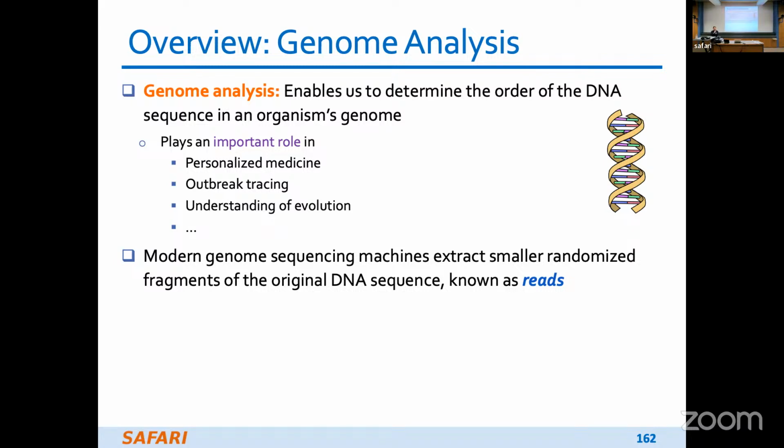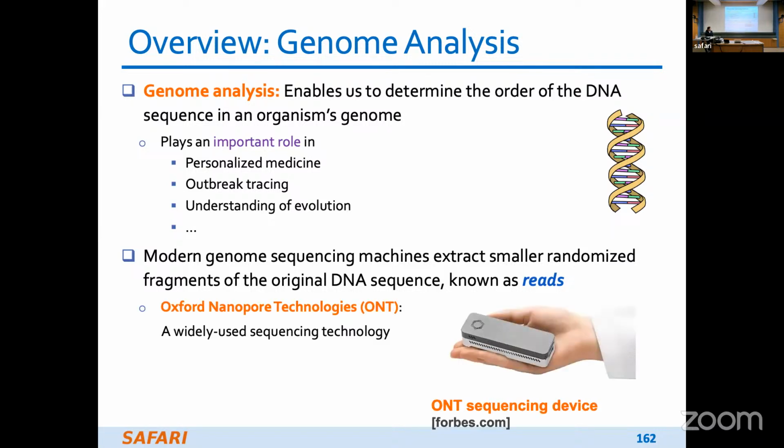What all of the state-of-the-art sequencing machines do now is chop the DNA sequence into small pieces, and the small pieces go through the sequencing machines and provide randomized fragments of the original DNA sequence, which are called reads in genome sequencing. And there's a very popular technology called nanopore sequencing technology. It's widely used because, as you can see here, it's very small, palm size, and it also provides other available portable sequencing devices. It has high throughput. Also, it's very cheap compared to other sequencing technologies.